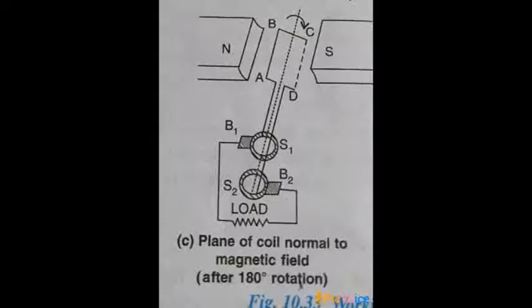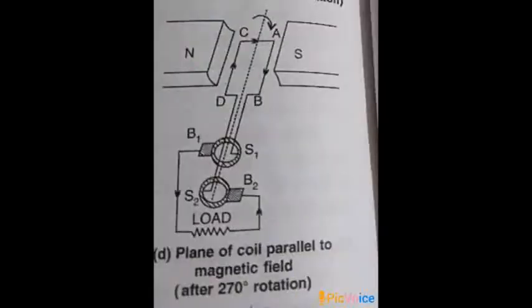So this is what happens at this position. Now we saw that after completing 180 degree rotation the current becomes 0. Now let us again further rotate it by 90 degrees. Now what will happen if you further rotate by 90 degrees?